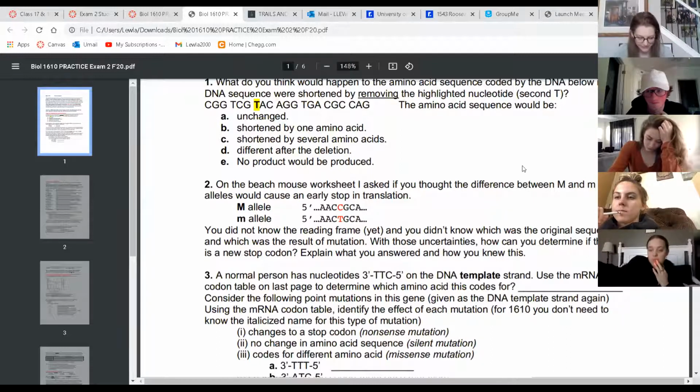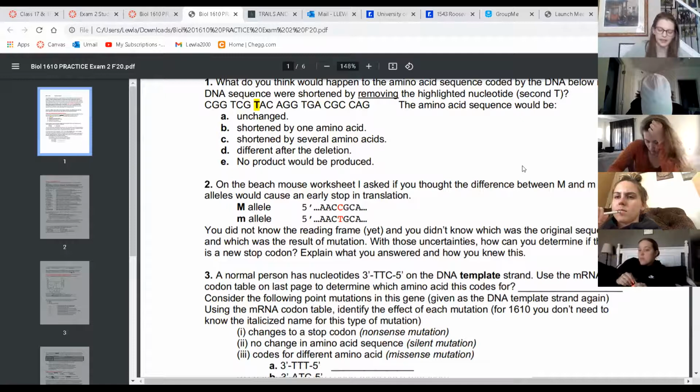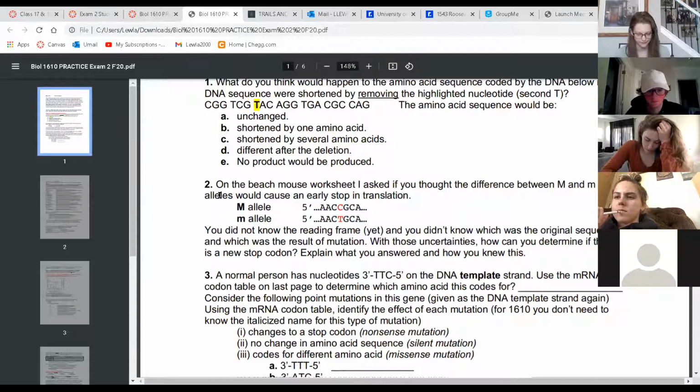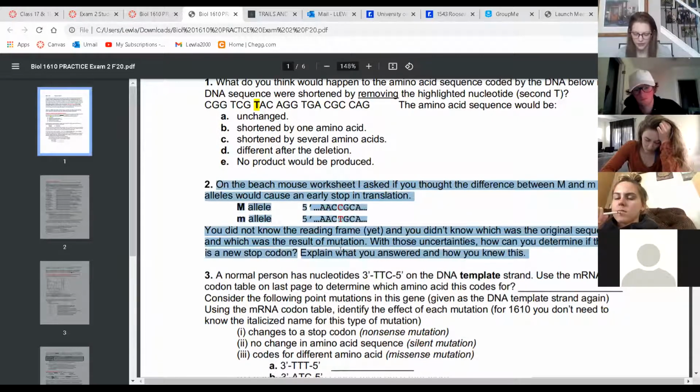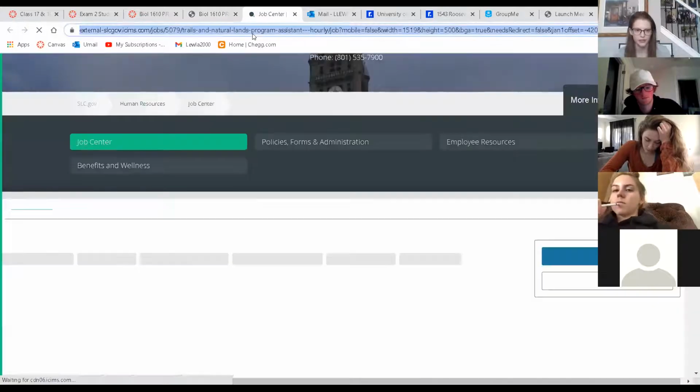For number two, I wasn't quite sure how to do that one. Let me look at it. I have an idea. Maybe you just check the, what's it called? The codon table. But if you don't know where it is, then I'm not quite sure.